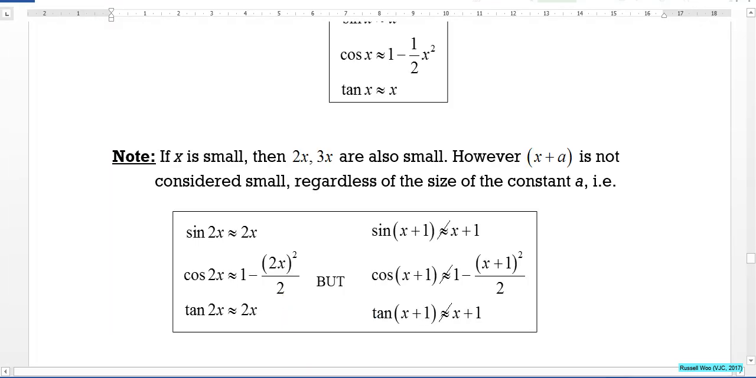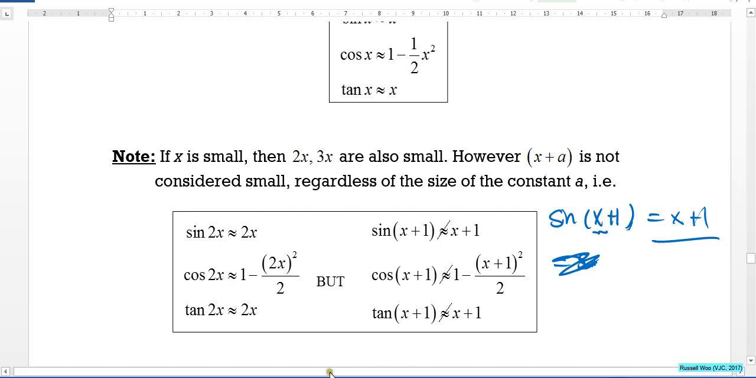However, some of us may be very tempted. Let's say I tell you, I want to know sine of x plus 1. Then you say, oh, because x is small, therefore this one is just x plus 1. But that's not true, because this approximation is true only when you have sine of something and that something is small. If x is small, x plus 1 is not small.